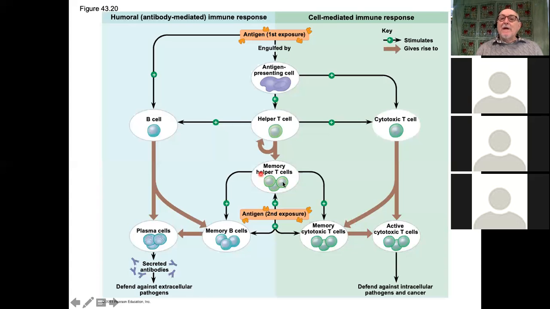There are some memory helper T cells produced, but in fact, the memory B cells can be activated without extensive interaction with the memory cells the second time around. So it's the memory B cells and memory cytotoxic T cells which are really important, because if ever we are exposed to the antigen that sets off this whole chain of events, the second exposure, there is an immediate massive population of active B cells and active cytotoxic T cells produced.